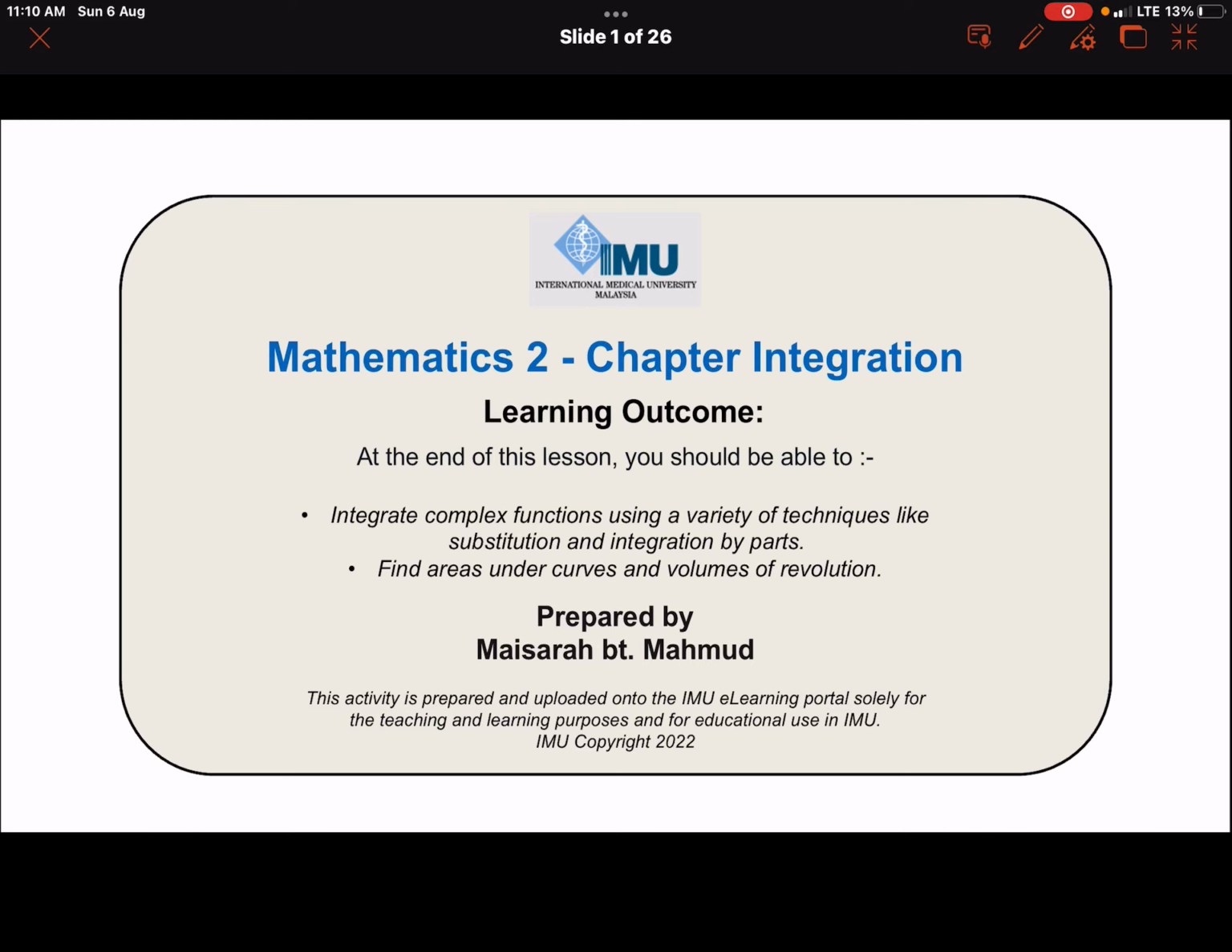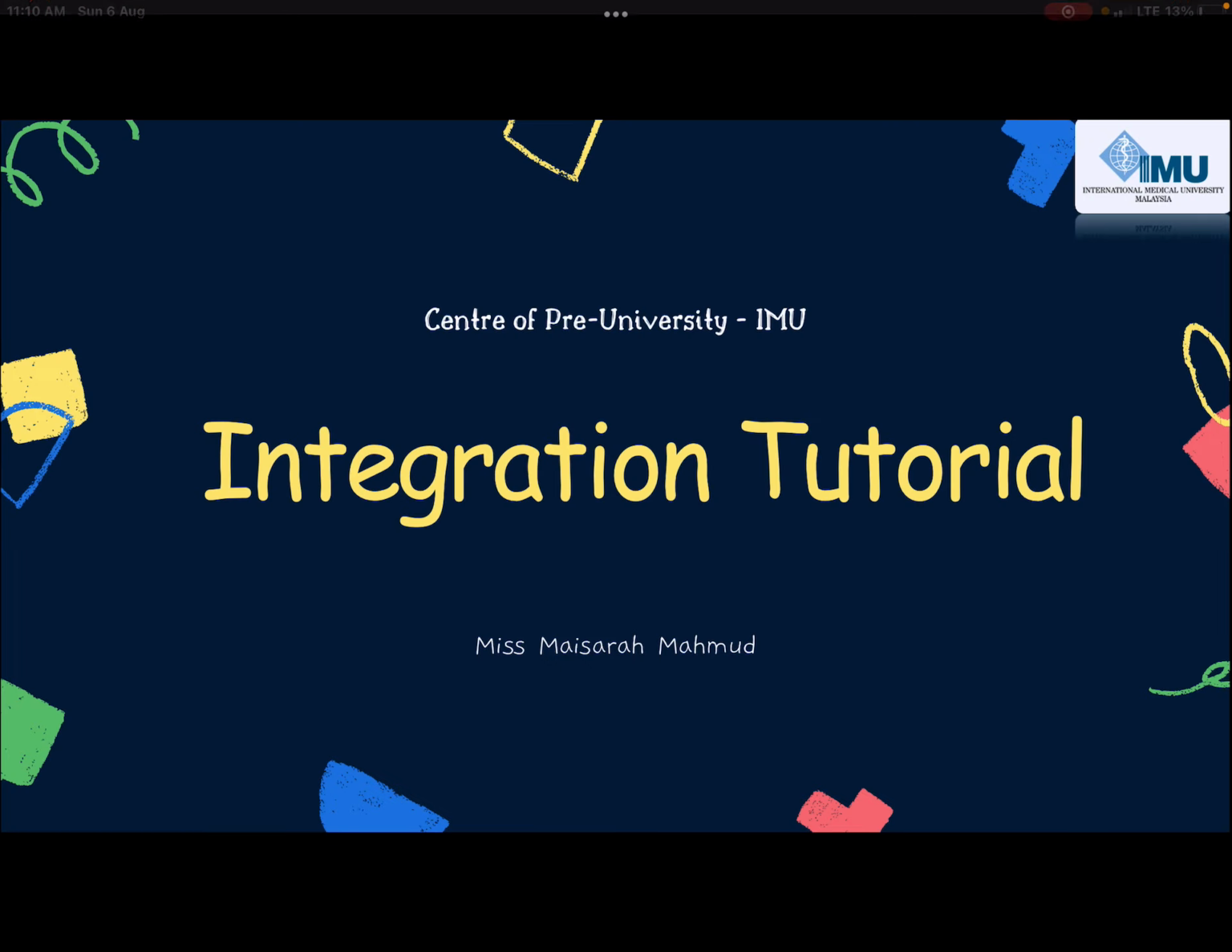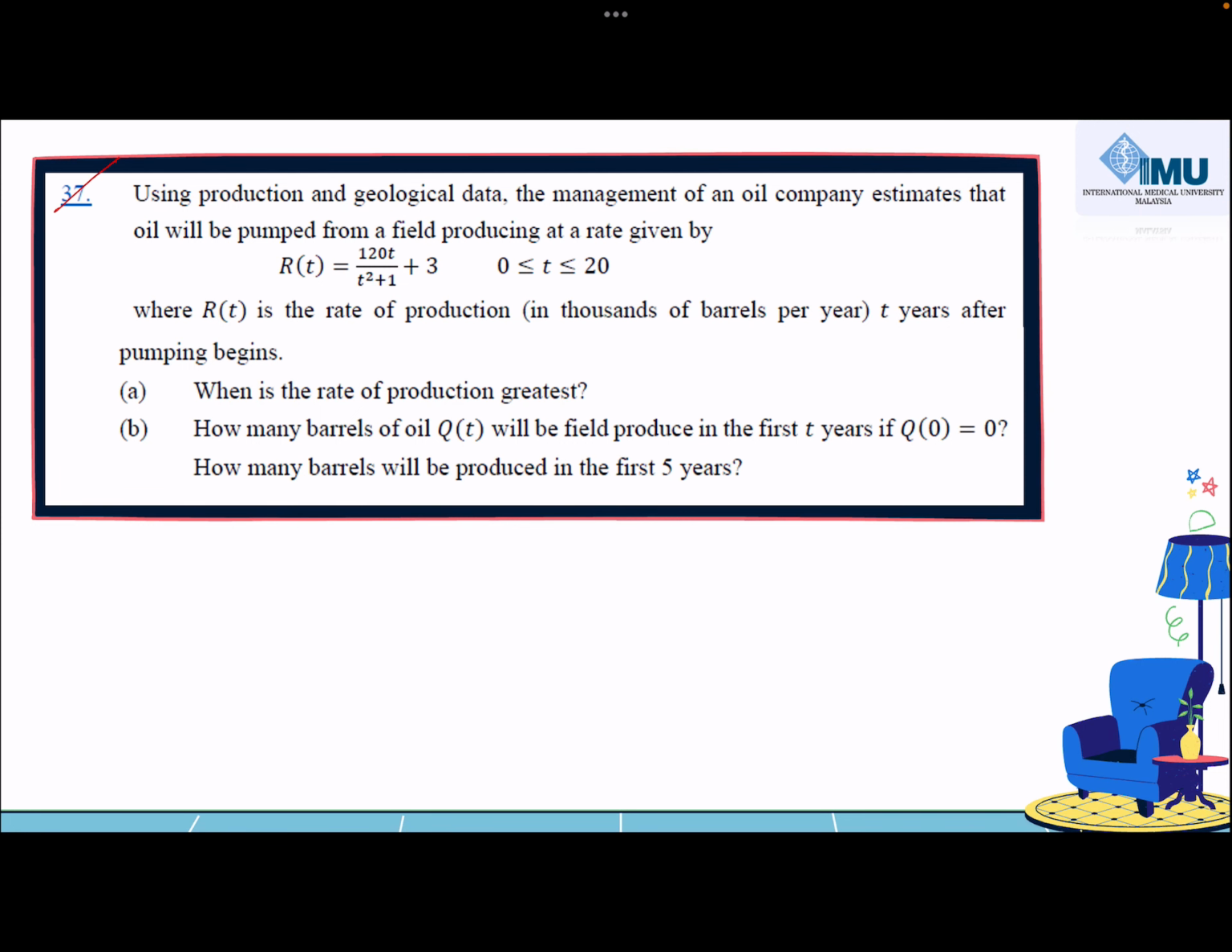Mathematics 2, Chapter Integration. Tutorial question 37a. When is the rate of production greatest? What is your rate of production? Rate of production is basically your R(t).